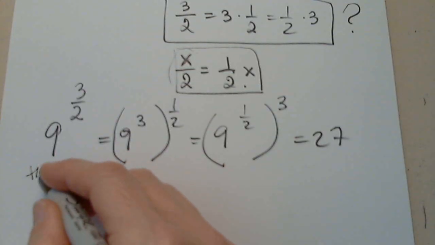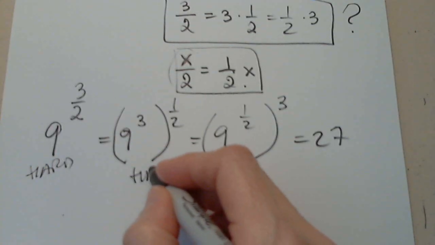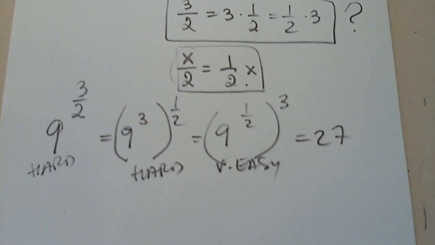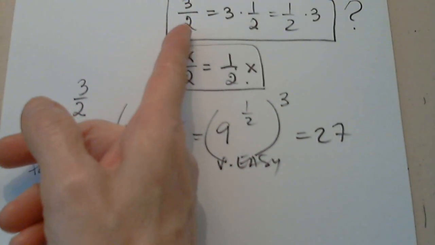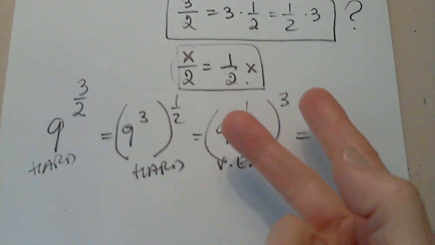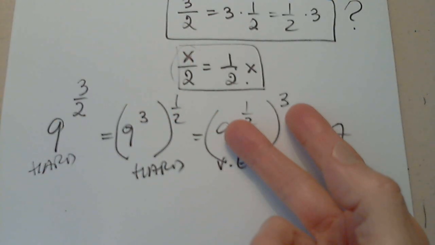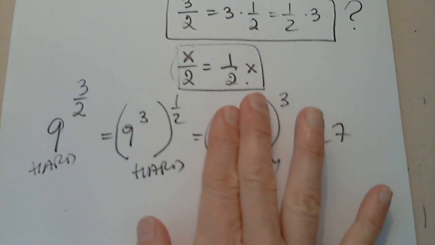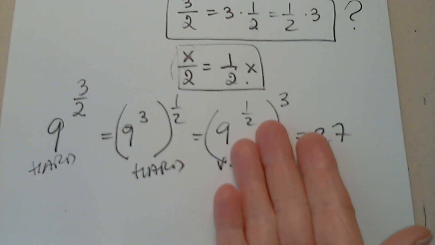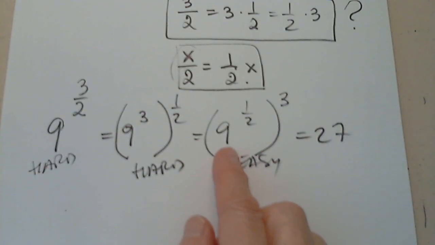This is hard. This is very easy. But I need to understand that 3 over 2 is the same as 3 times 1/2, or 1/2 times 3. I apply the square root first because it's easy, the square root of 9, because I know power 1/2 is the square root. The square root of 9 is 3. 3 to the third is 27.